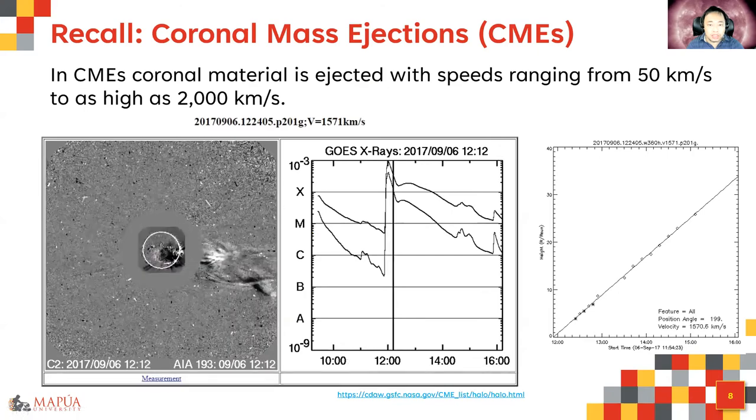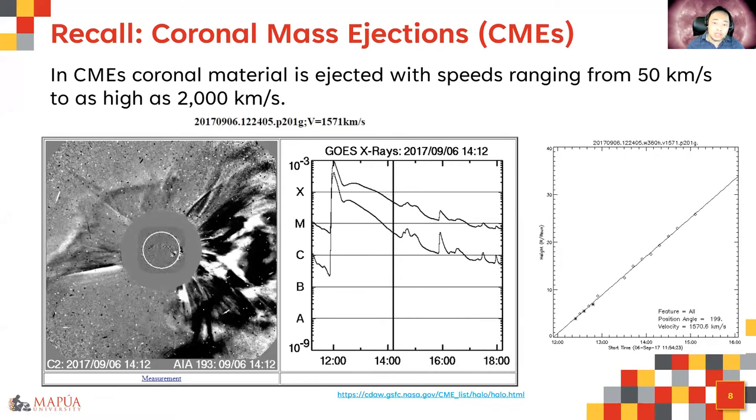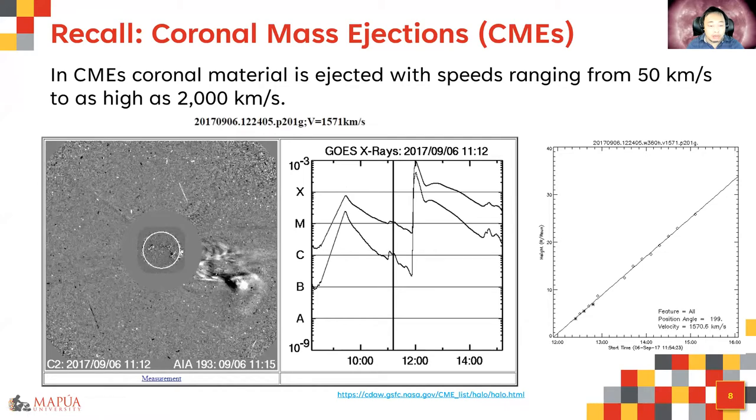Because these coronal mass ejections are very explosive, they can be ejected from the sun at very high speed. It can range from 50 kilometers per second to as high as 2,000 or even 3,000 kilometers per second. This is an example of the CME that was produced in the September solar flare, as I showed you earlier. And as you can see, the estimated linear speed is about 1,500 kilometers per second, which was also part of your quiz the other day.